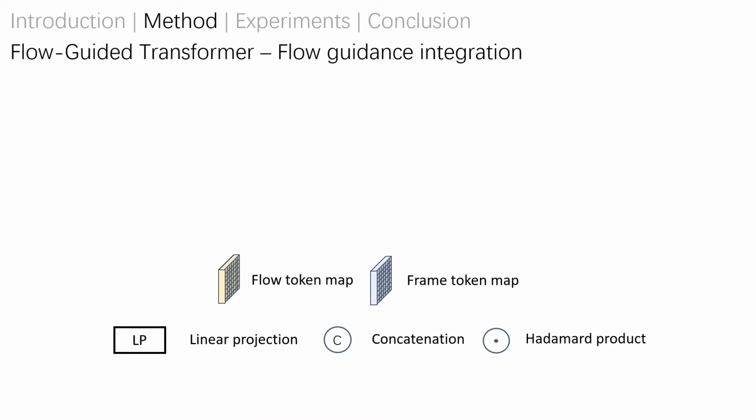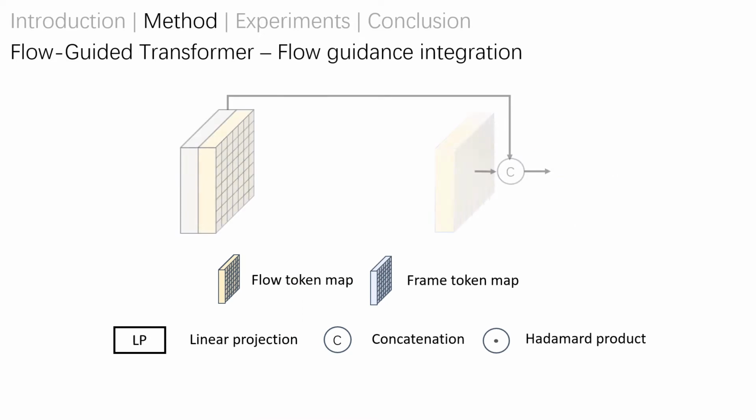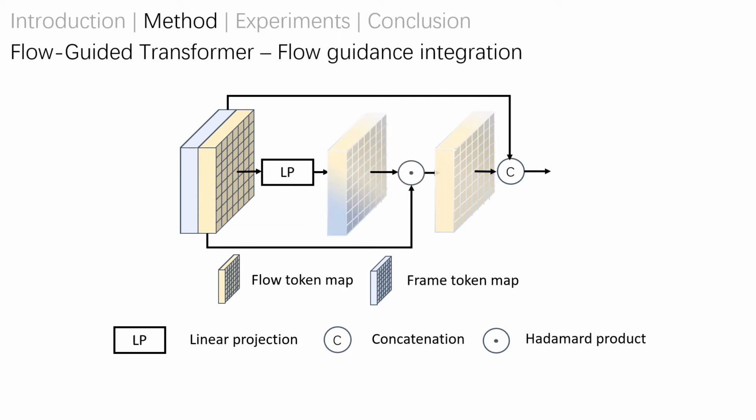Here is the flow guidance integration module. We enrich the frame tokens with the flow tokens encoded from the completed flow map. In order to control the region-adaptive impact from flow tokens, we design a novel Flow Reweight module to modulate the frame token map with a region-aware mask predicted from the flow and frame token maps.